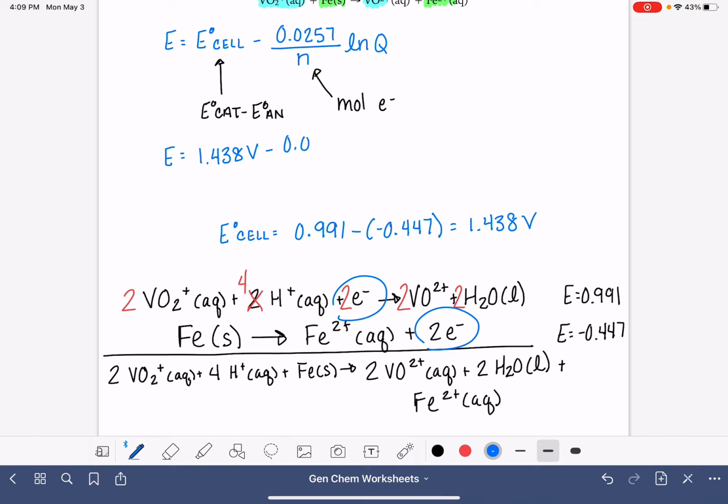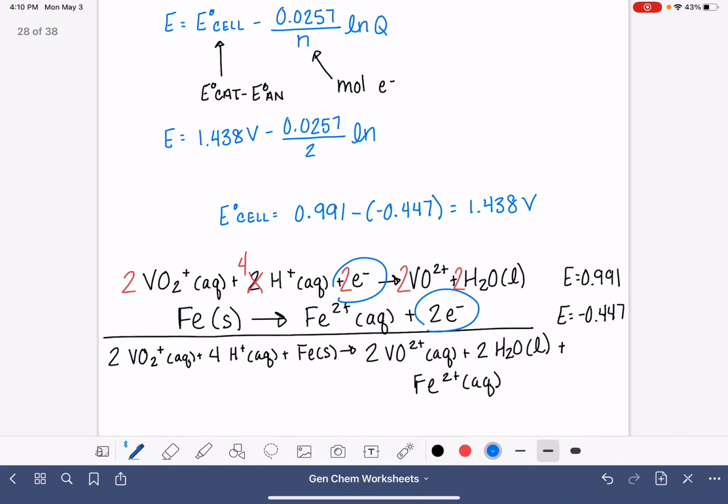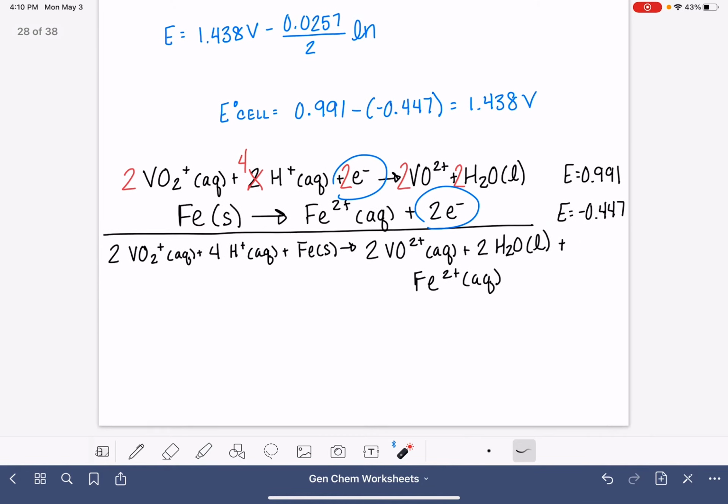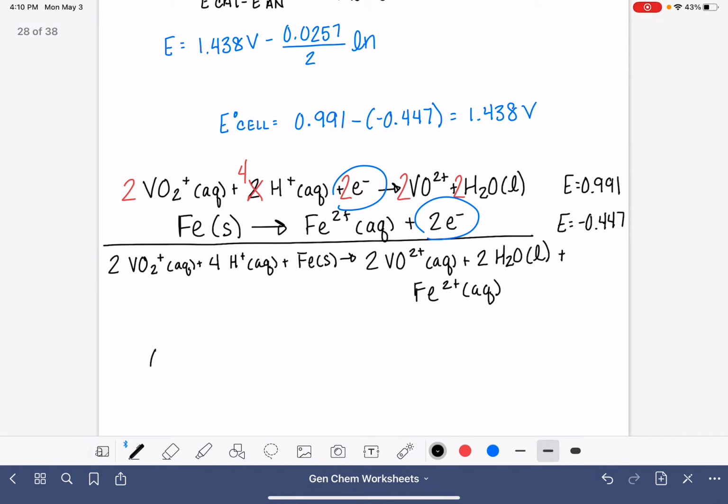So let's go fill that in. 1.438 volts minus 0.0257 over 2 moles of electrons. The last thing that we need here is the natural log of Q. This equation right here is what we're going to use to come up with the expression for Q. Q is products over reactants raised to their stoichiometric coefficients.